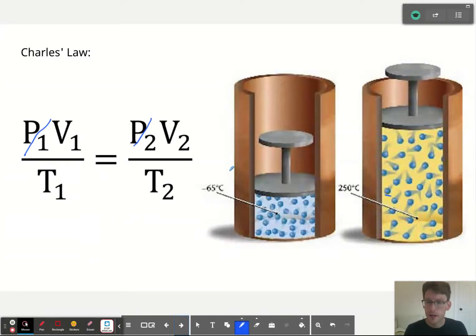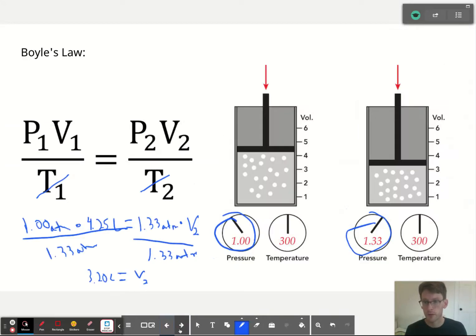So just understand that you need to take the Celsius and add 273.15 actually, and that's going to give us our Kelvin. And the same thing over here, 250 plus 273. So that's Charles's law, and you do calculations with Charles's law similarly to how you would with Boyle's law.